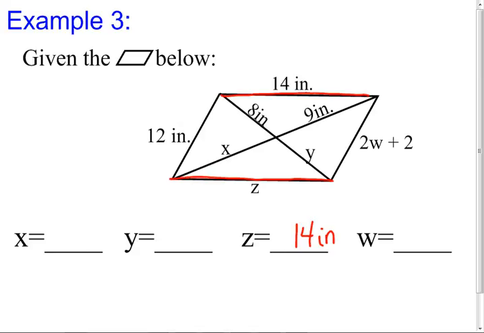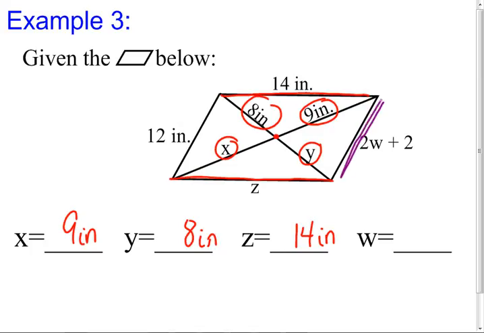And these bisect, that's a midpoint. So X equals 9. You're right. And how about Y then? Y and 8 are the same. So that's 8 inches. The only one that requires really any work is W.